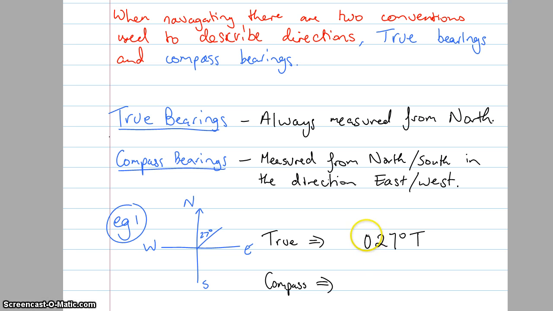Now sometimes we put a 0 in front, so 027, because it is going to be up to 360 degrees all the way around, and that just leaves no confusion. But you don't have to have the 0, so you can have it there if you want to or not.